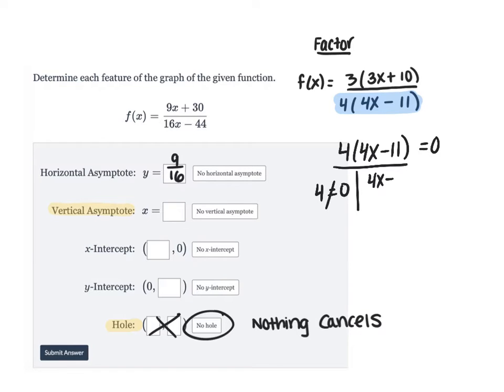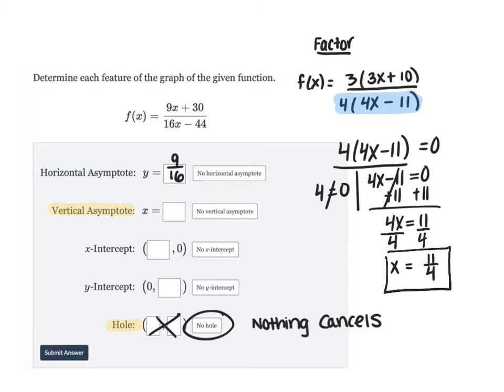And then we're going to set 4x minus 11 equal to 0 and solve. So we'll add the 11 on both sides, and we'll divide by 4. So we have x is 11 over 4. So this is going to be my vertical asymptote. x equals 11 over 4 is the equation of my vertical asymptote.